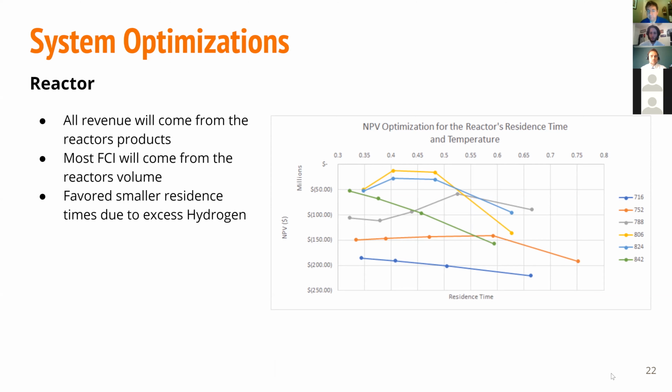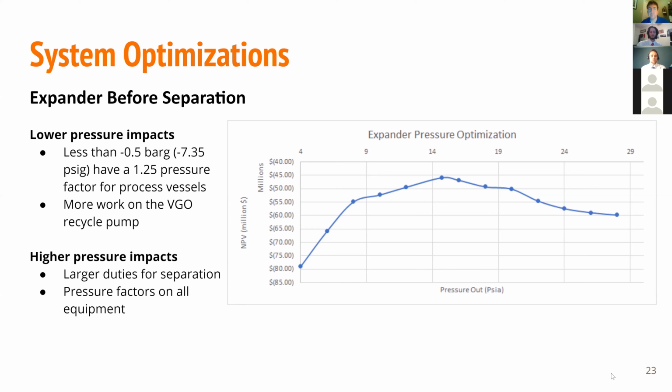As the pressure drops, this also affected our recycle pump and caused it to have a larger duty to get the pressure back to our operating system. As we increased the pressure, this would have increased the duties and sizes of the separation towers. This would have also increased the pressure factors for all the process vessels mentioned before. So our optimal pressure for the expander was atmospheric pressure of 14.7 psia.